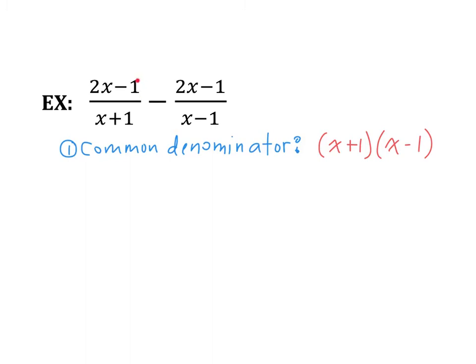So now I just go through each term and I say, well, what am I missing? Well, in this term, we're missing that x minus 1. So that means I need to multiply the numerator and the denominator of this first guy by x minus 1.